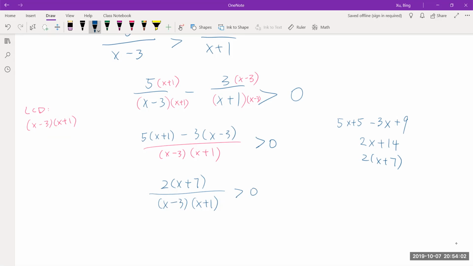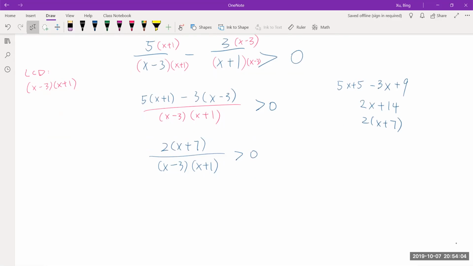Now everything is factored. We can find the points on the number line. So the points are negative 7 from the top, right? And 3 from here, and negative 1 from there. Put them in the right order. Negative 7 is the smallest, then it's negative 1, then it's positive 3.